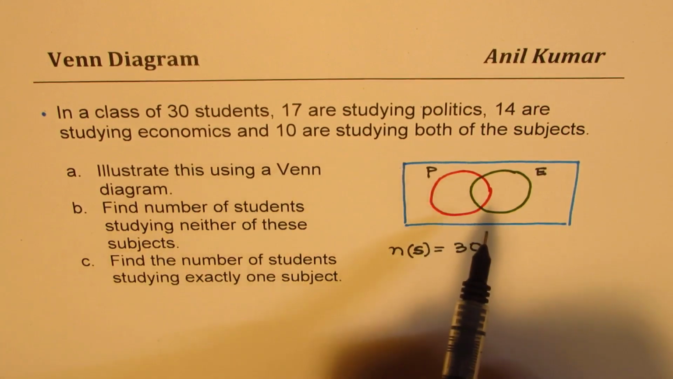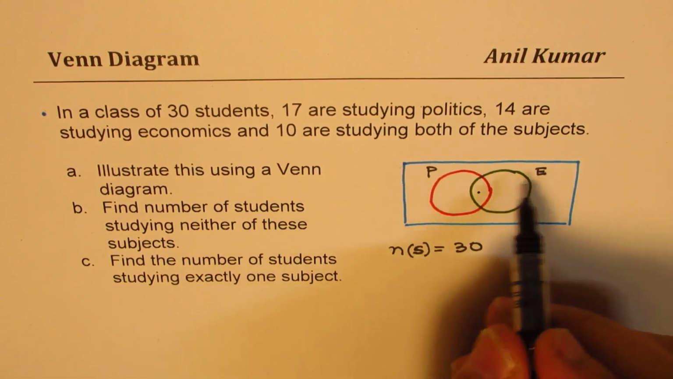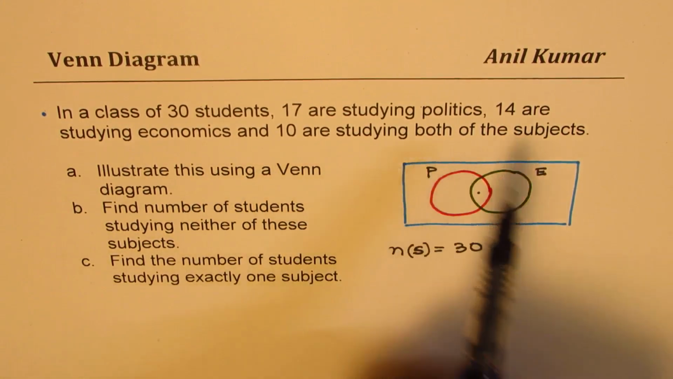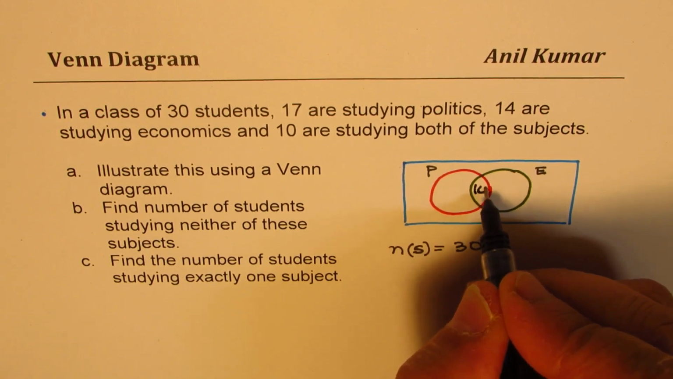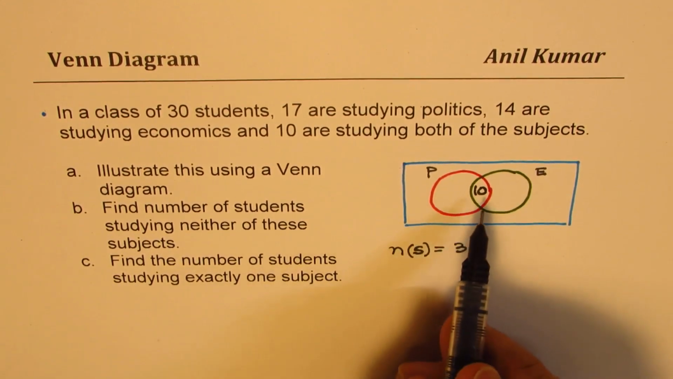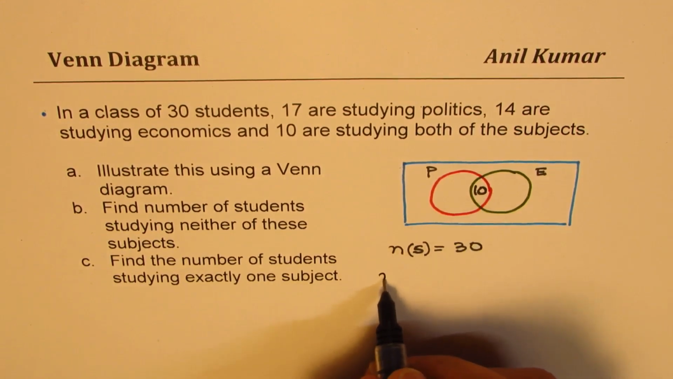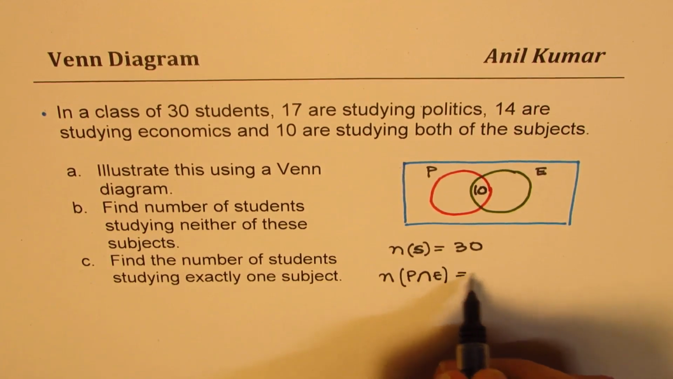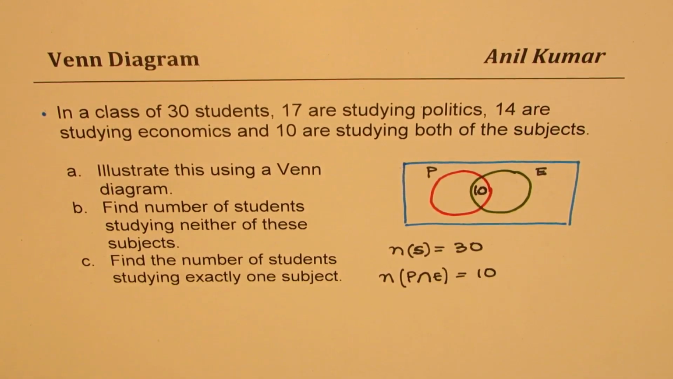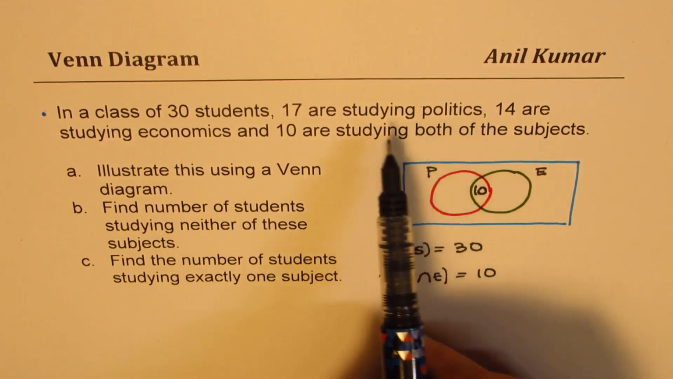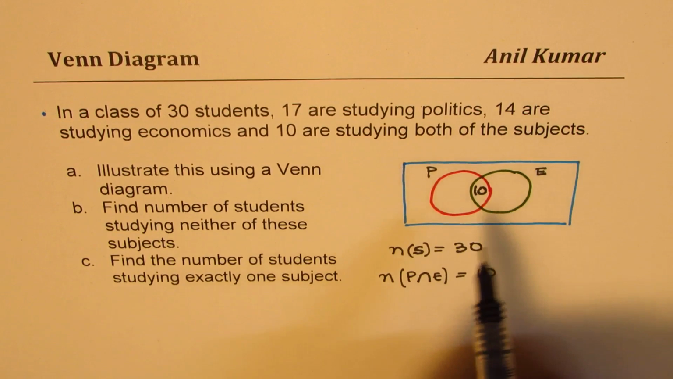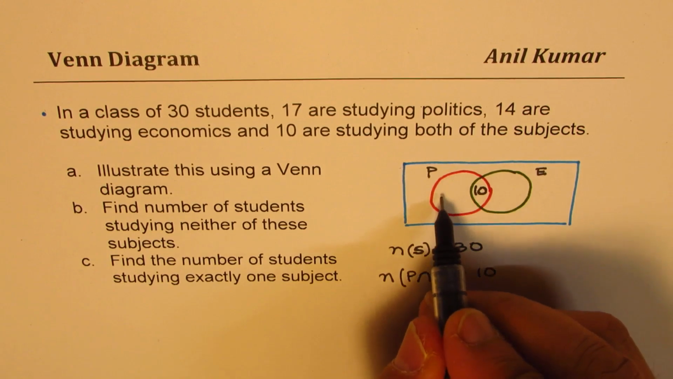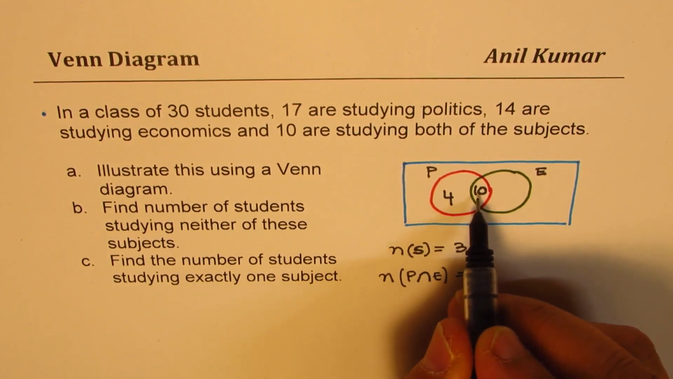Now whenever we are given information like this, we have to start from inside. So what is common to both? So it is given 14 are studying economics and 10 are studying both the subjects. So common is 10. Correct? So that is both the subjects. So the intersection of politics and economics is given to us as 10. Right? Now, total number of students studying politics is 14. 10 we have already taken here, right? So those who are studying only politics should be how many? Should be 4, right? Then only you get 4 plus 10 as 14.